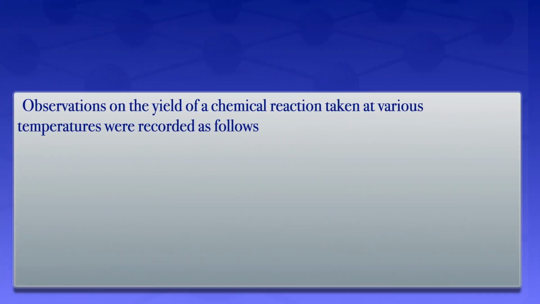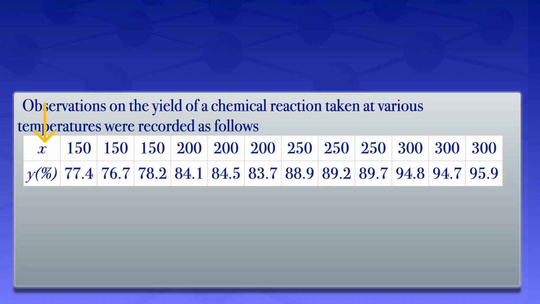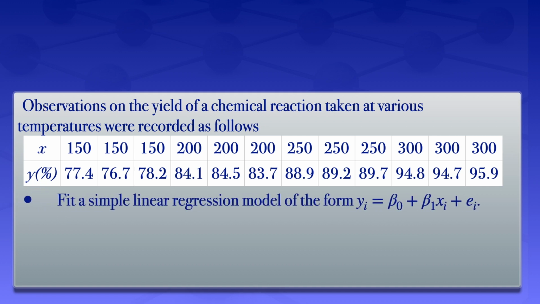Observations on the yield of a chemical reaction taken at various temperatures were recorded as follows. So we have the temperatures, the X there, then the yield, the percentage, the Y. In this tutorial, I'm going to fit a simple linear regression model of the form yi equals beta naught plus beta 1 xi plus ei, where the ei there is the random error term.